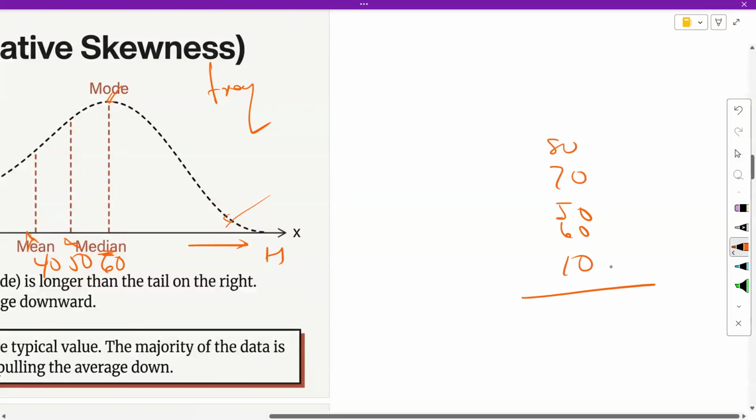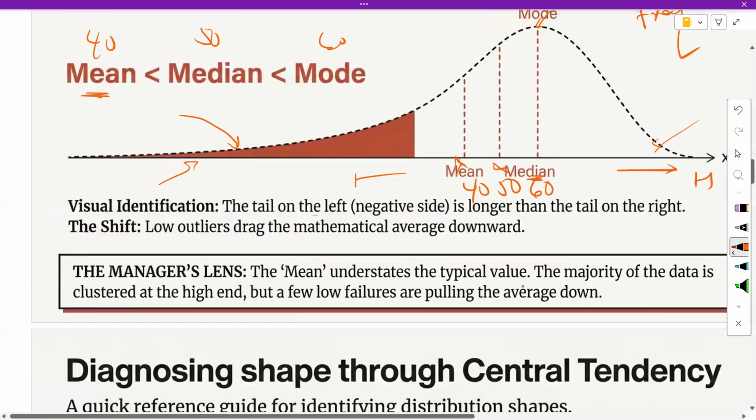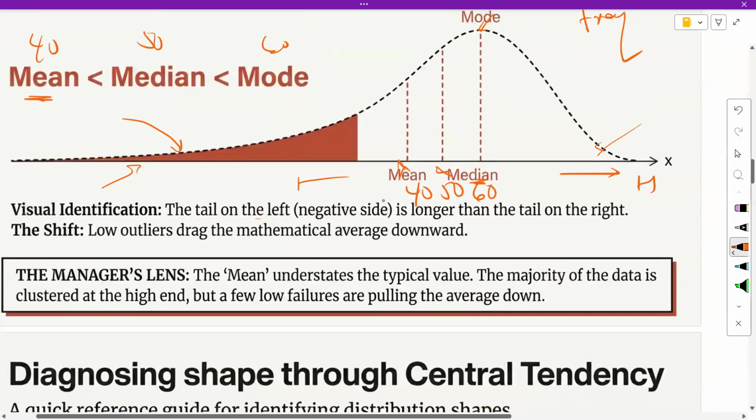So what is the average? Add them up and divide by 5. So the average age is somewhere here. Due to this extreme value, it brings down the average. That's what low outliers do: low outliers drag the mathematical average down.